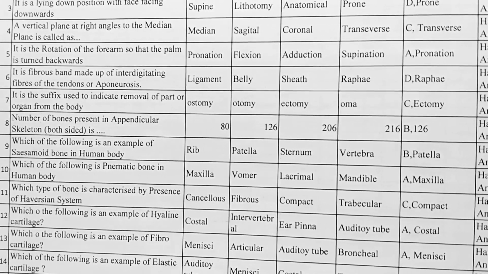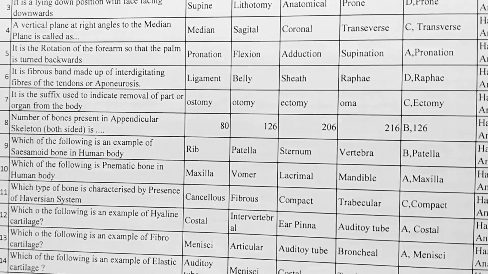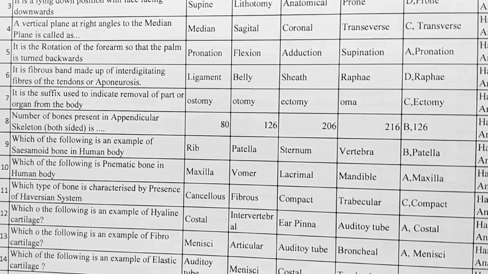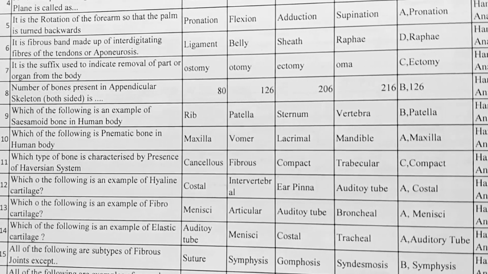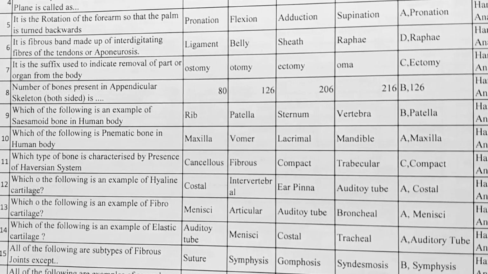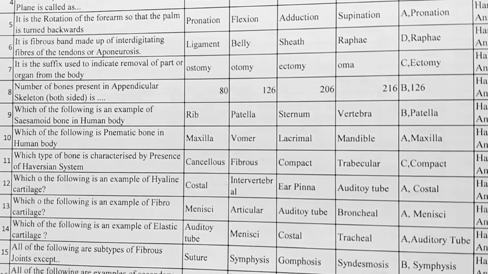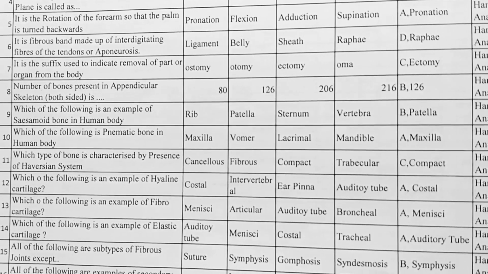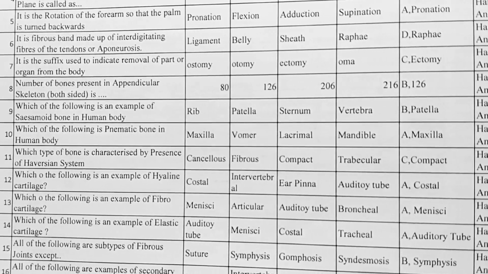Options are ligament, belly, sheath, raphe. Option D is correct, raphe. Next, it is a suffix used to indicate removal of the part or organ from the body. Options are ostomy, otomy, ectomy, oma. Option C is correct, ectomy.